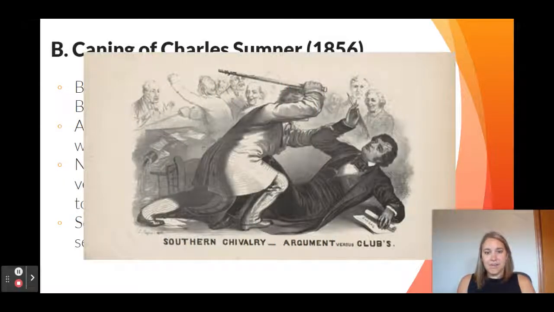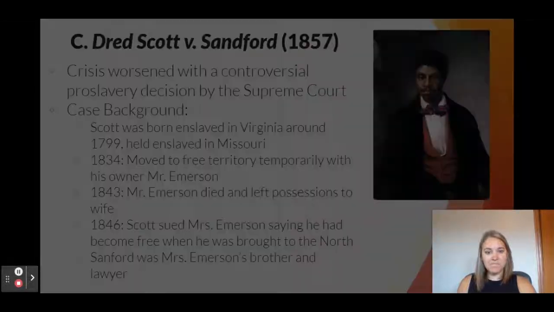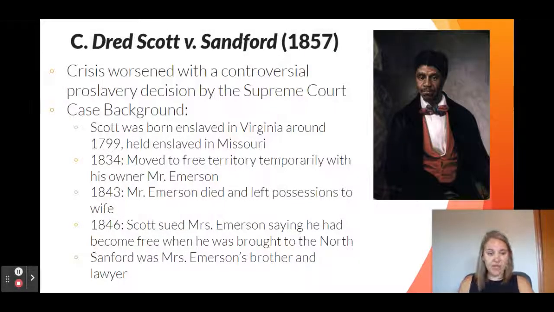And here is the image most commonly associated with the caning of Charles Sumner. Okay, next up, extremely impactful is going to be the Dred Scott versus Sandford case. And this has been known as the most egregious or worst decision by the Supreme Court. So the crisis worsened with this Supreme Court decision.